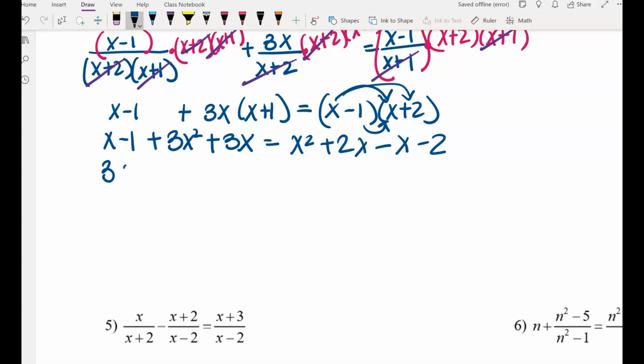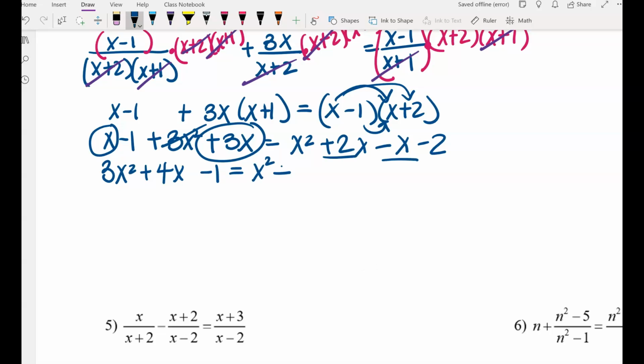Over here, we got 3x squared, and we have an x here and 3x. That will give us 4x. Drop down the minus 1. Over here, we have x squared, 2x and a negative x is now a positive x, minus 2. Can you see that we have x squared on both sides?